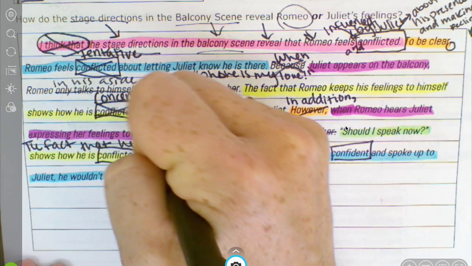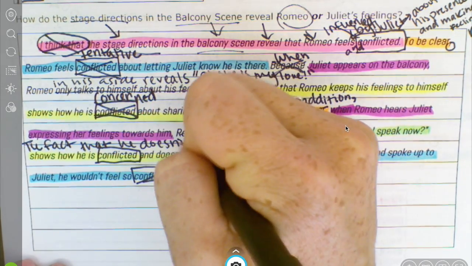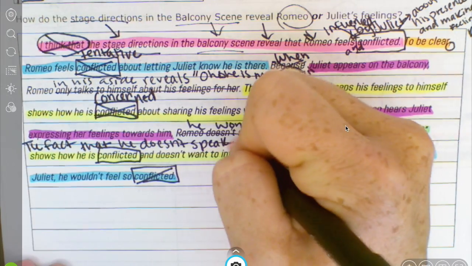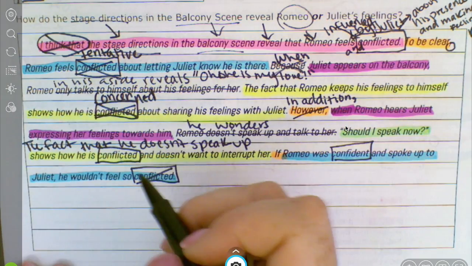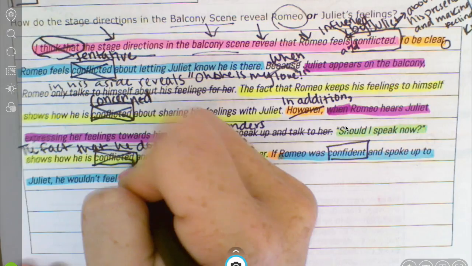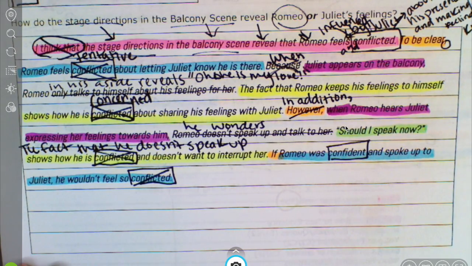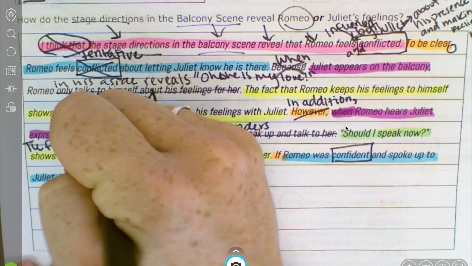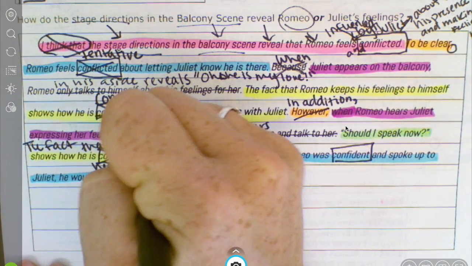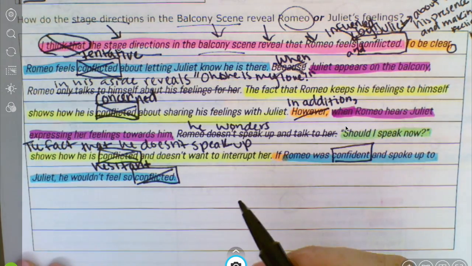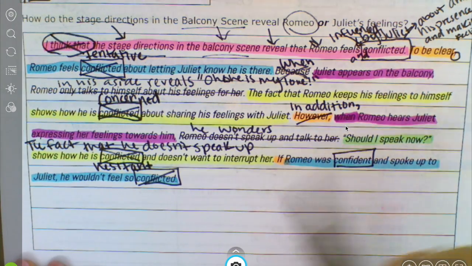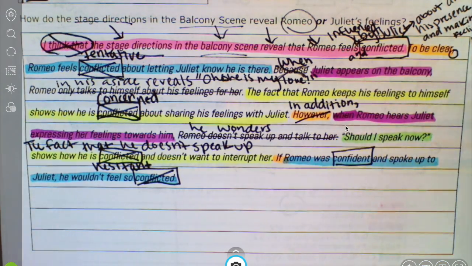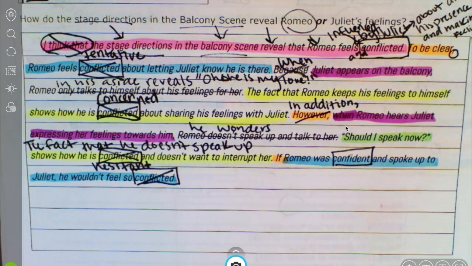And I'm going to take this idea here. He doesn't speak up. Shows how he is conflicted. Again, I need to get rid of conflicted and change it to something else. So maybe shows how he is hesitant. And then it says, and doesn't want to interrupt her. Now, I don't think that the reason he's not speaking up is that he would interrupt her. I think that the reason he's not speaking up is because he wants to hear how she feels before he tells her how he feels, right?